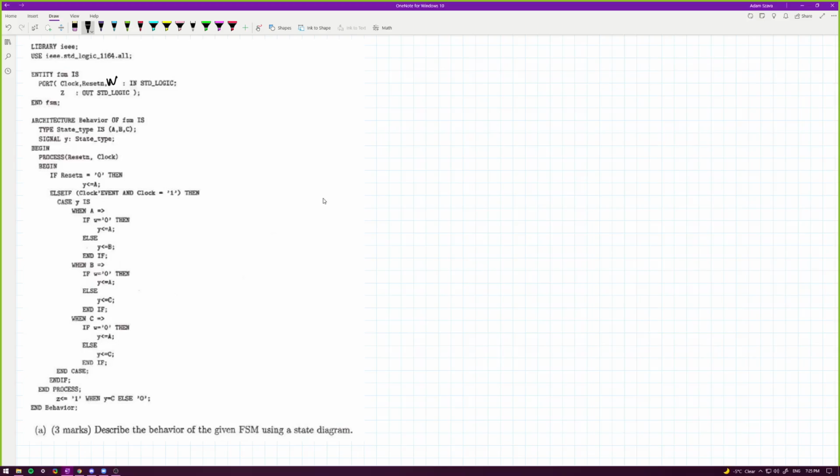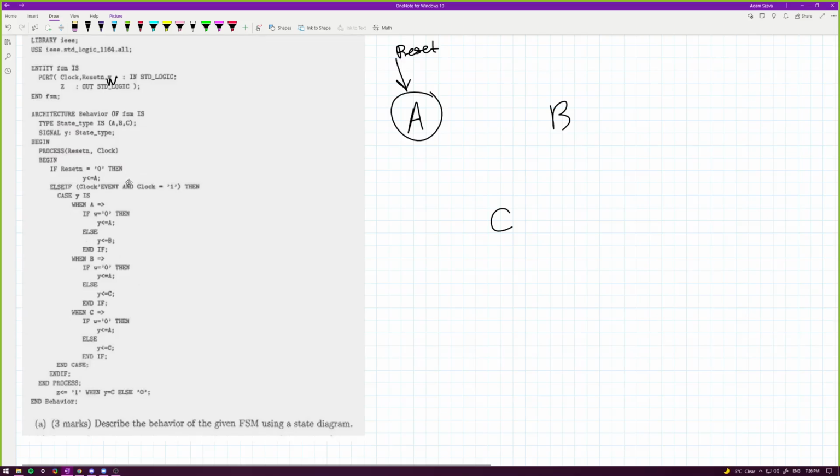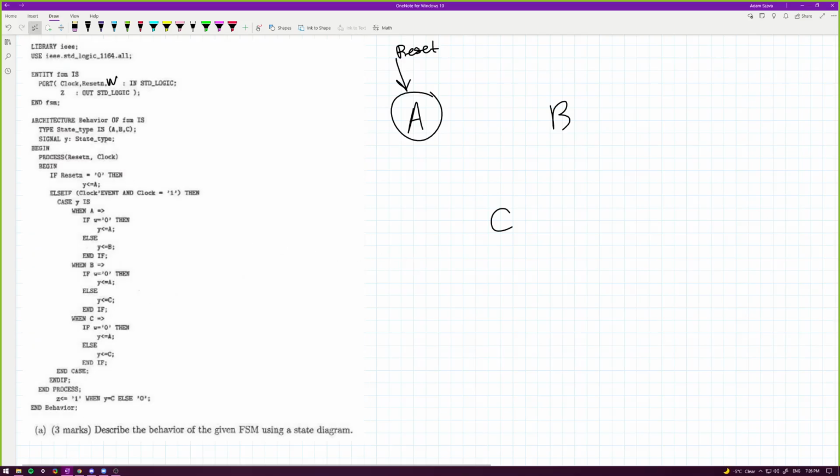This is just the beginning code. Signal Y is going to be your state type. So if reset equals zero, then Y goes to A. It looks like we have three options for states, A, B, and C. We have A, B, and C as our state types. And particularly, reset is this one, because if reset equals zero, then the current state goes to A. That means our reset is a low active reset, but that's fine. Nothing wrong with that.